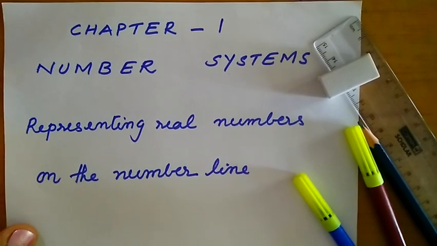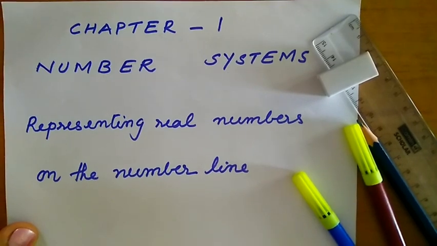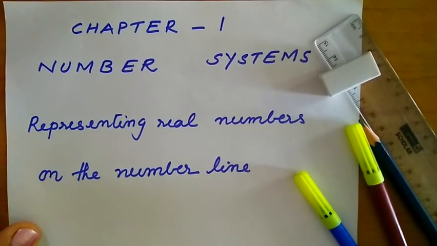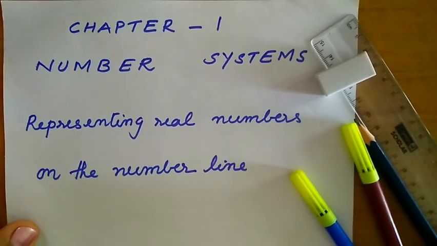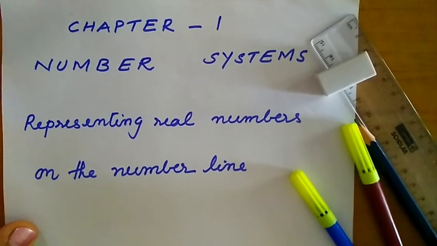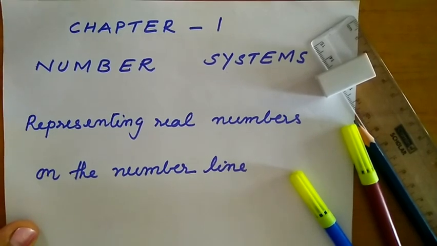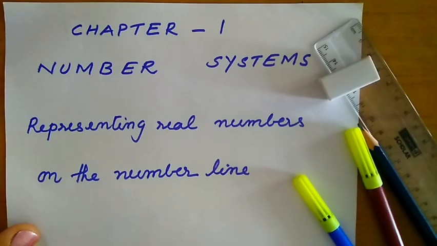Last class, we located root 2 and root 3 on the number line. Today, we are also going to learn another method of representing real numbers on the number line. Real numbers means rational numbers and irrational numbers. Another method of representing real numbers on the number line is successive magnification.